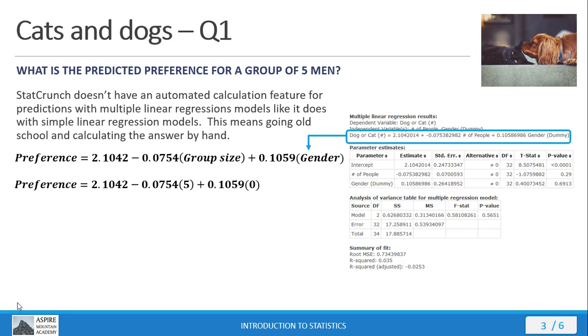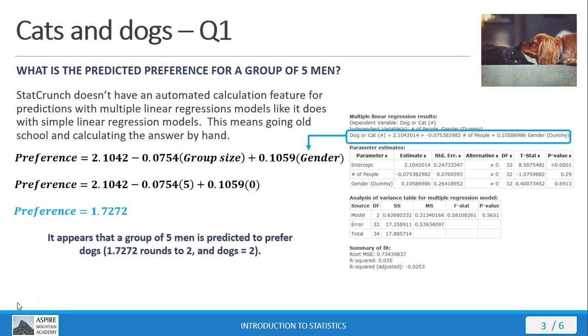So we put in the values for what we know. Our group size is 5, and the gender, they're all men, so the gender is going to be equal to 0 because that's how we defined it at the start. We then calculate out a preference of 1.7272, which, since you're going to round that off, because the results that we're getting for preferences are all whole numbers. So we round that off to 2, and we see that 2 corresponds with dogs, and so we're predicting that the group is going to lean towards preferring dogs.